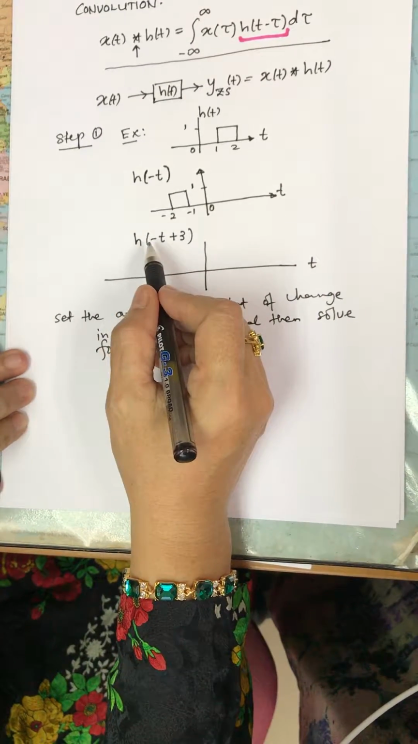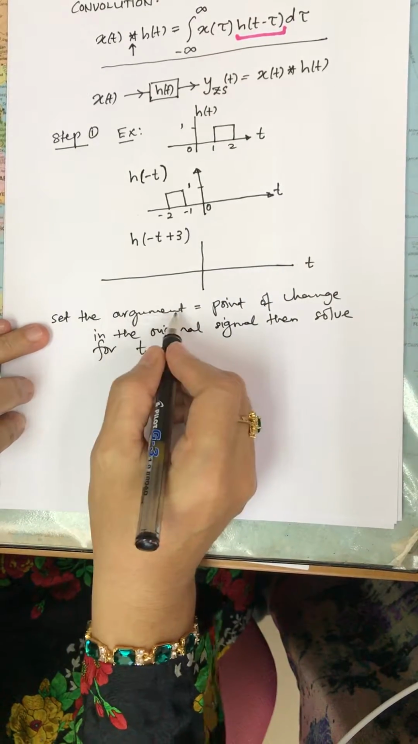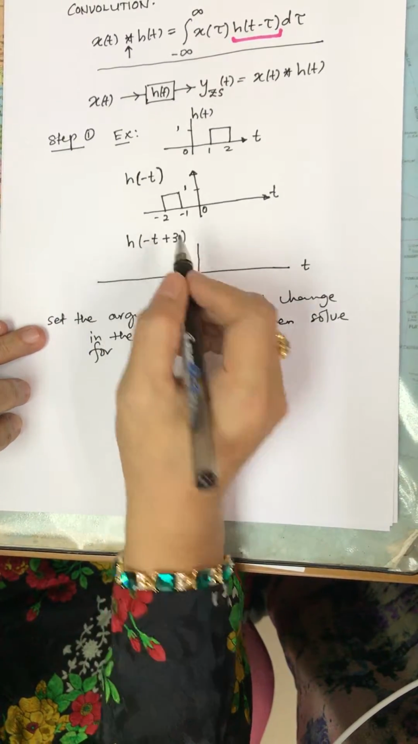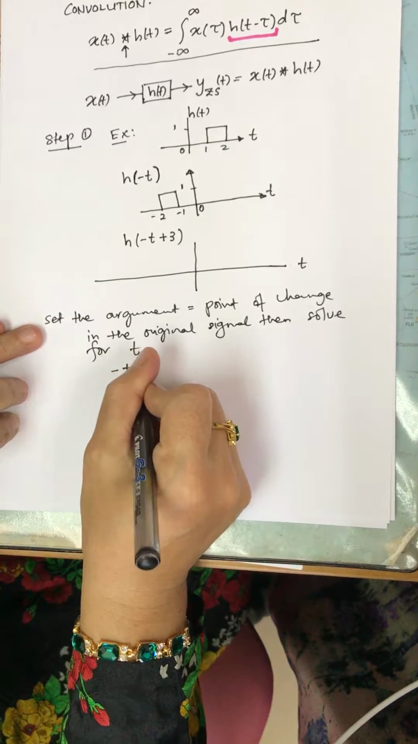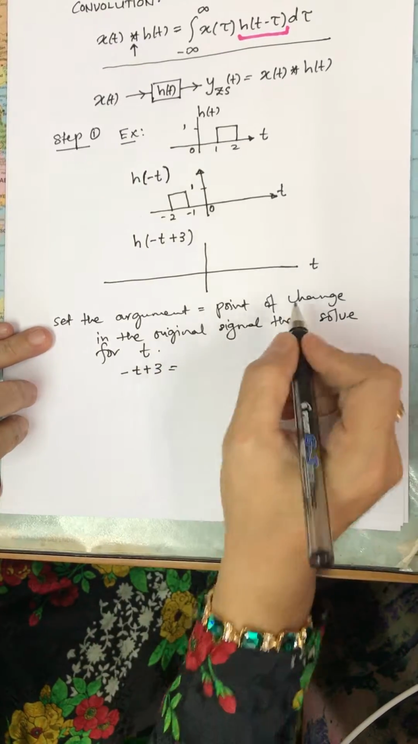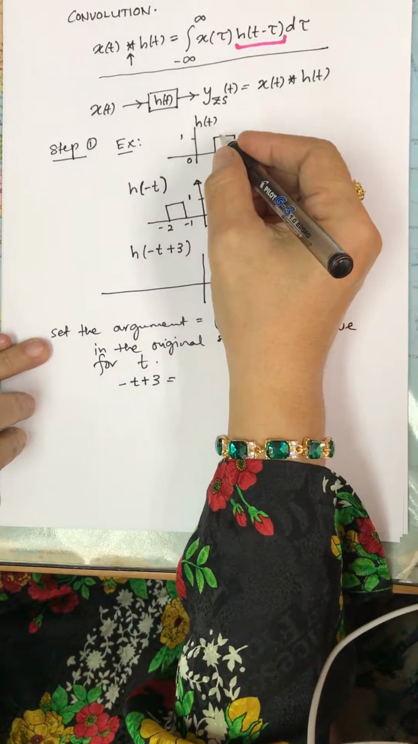So you see, this is your h of t. Now we want to sketch h of minus t plus 3. So we are going to set the argument. The argument is everything in the bracket. So you have minus t plus 3. Set the argument equal to point of change from the original signal.